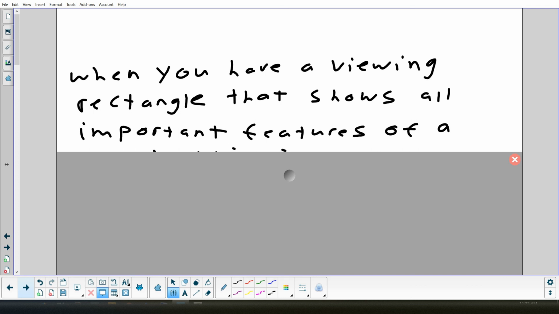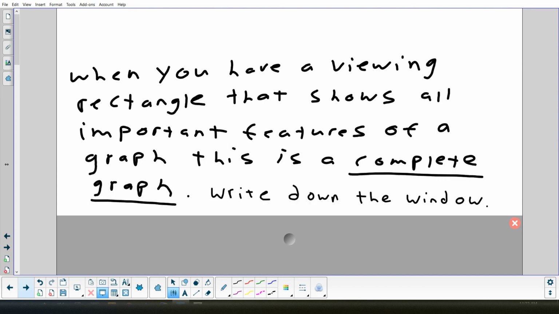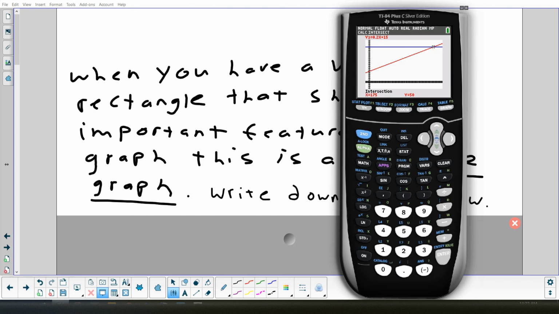All right, so when you see directions in the book that ask you to find a viewing rectangle that shows all the important features of a graph, that's called a complete graph. When I started this problem, it was a horrible window. I couldn't see anything. Negative 10 to 10 was awful. If you asked me for a complete graph for this problem, I would say that's a good window. Technically, you don't need to go negative on the x-axis because x was miles. You're never going to have negative miles, and you're never going to have negative cost. So do you really need to show negative 10? Not really.